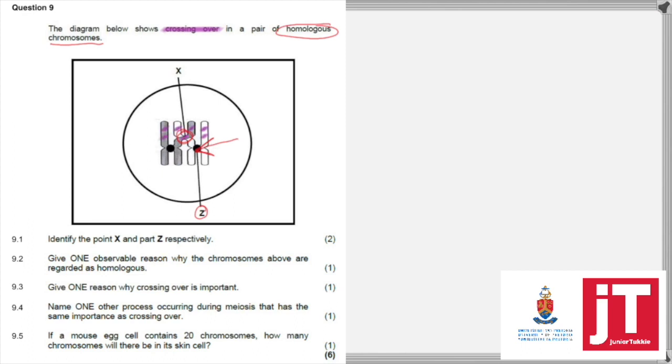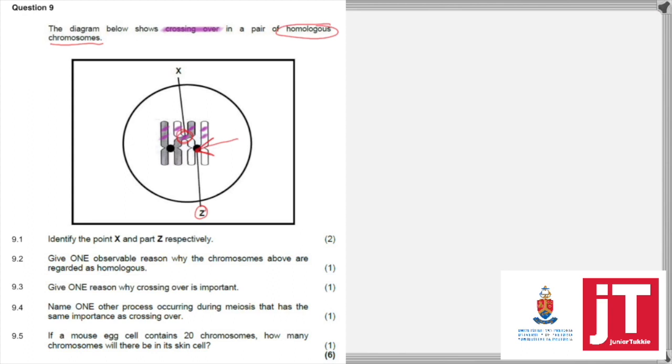Question 9.1 says identify point X and Z respectively. While I've been reading through here, I've highlighted certain areas on these chromosomes, but I'm going to refer to those in a little bit. Point X, we've already said, is the chiasma. That's the point of crossing over, point of contact. So that figurative high five that these chromosomes give each other to exchange some genetic material, so that at the end of the day, the function of meiosis is fulfilled in that the gametes will be genetically unique from one another. So looking at X, we've got chiasma, and then Z is our centromere, as we said a few minutes ago.